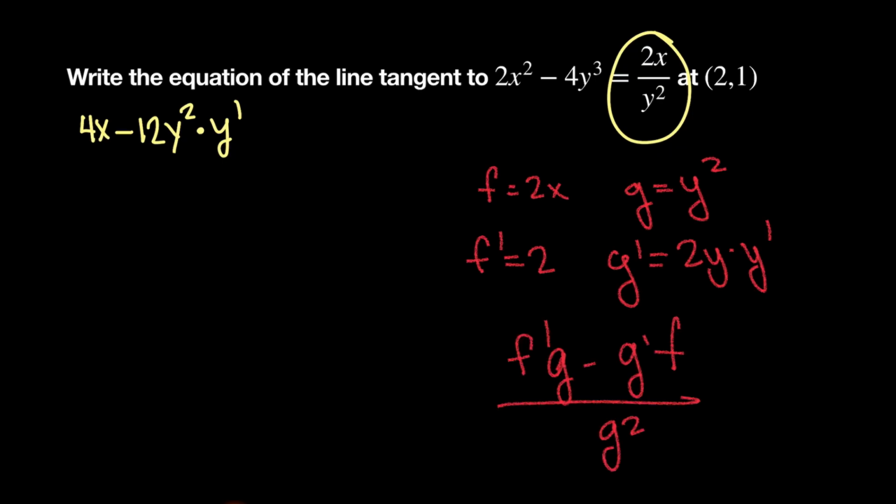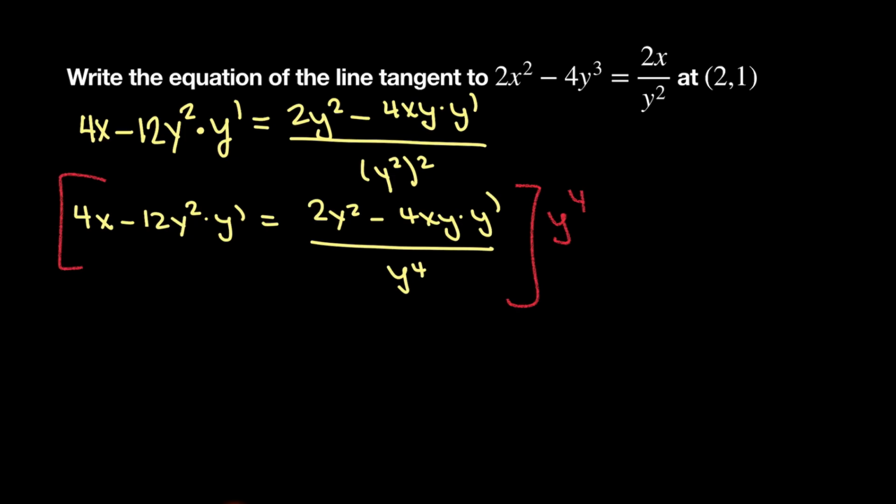Using my quotient rule, f prime times g minus g prime times f all over g squared. So let's see, f prime times g, 2y squared, minus g prime times f, that's going to be 4xy times y prime, all over g squared, so y squared squared. All right, so this is 4x minus 12y squared times y prime equals 2y squared minus 4xy y prime divided by y to the fourth.